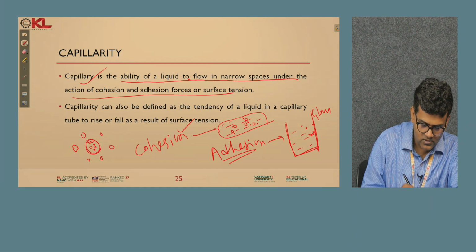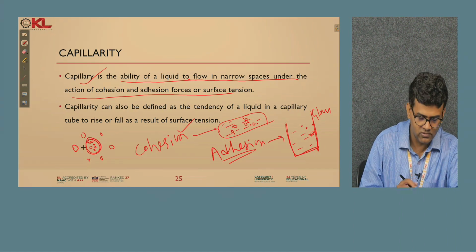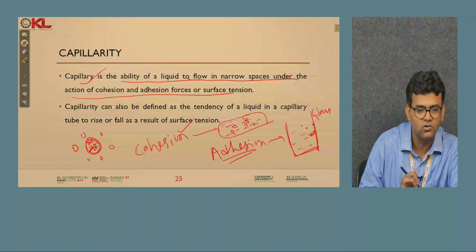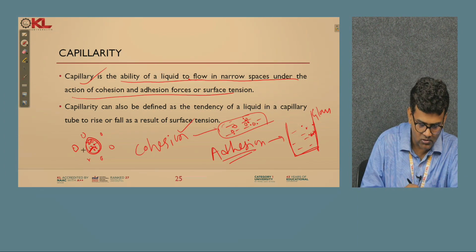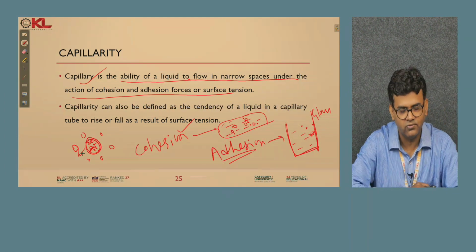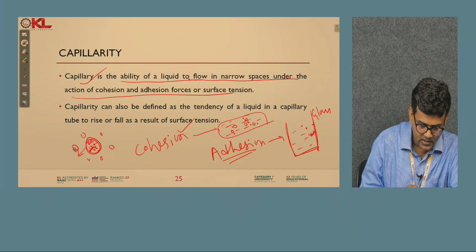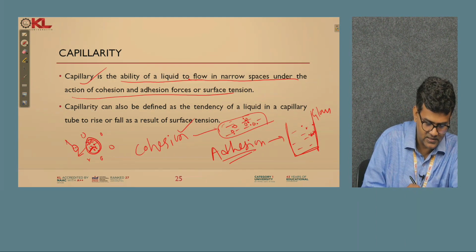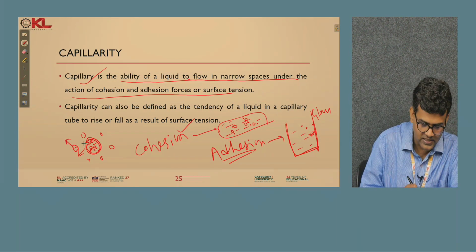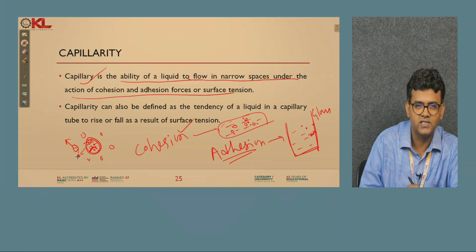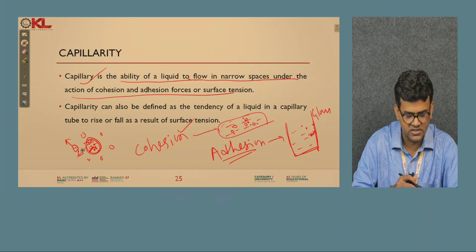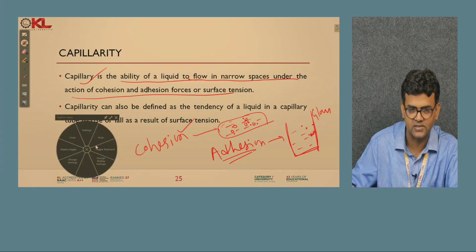So on the surface of the water, the inward force is because of the water molecules, because of the cohesion. However, the outer forces are because of the forces between the air and water molecules. So that is the adhesion. Inside is the cohesion force, and outside it is the adhesion force. So because of cohesion and adhesion, surface tension is created on the surface.